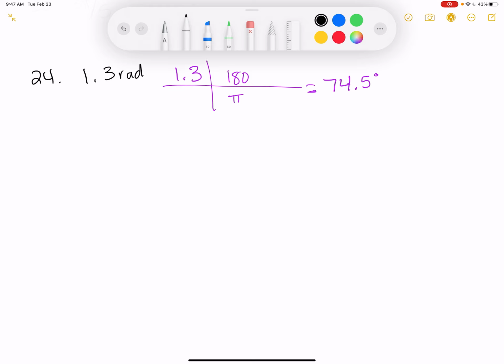Alright, unit circle. So 26. Y'all's help on unit circle.